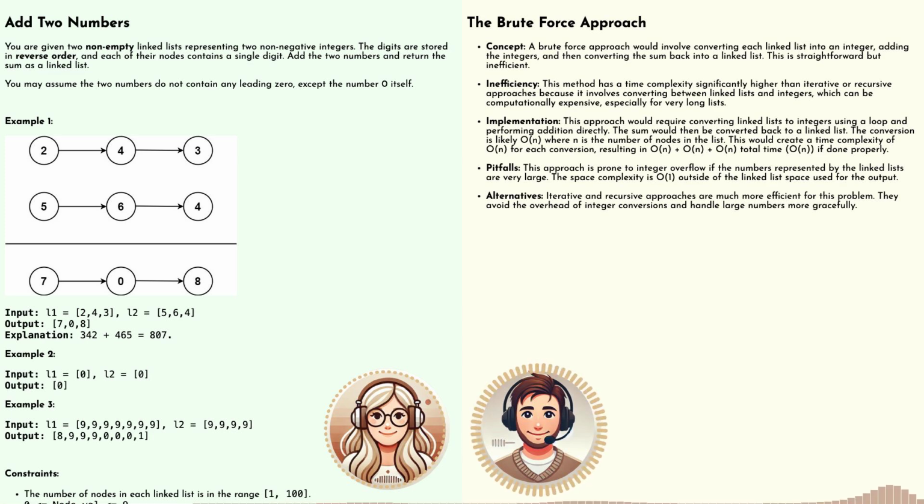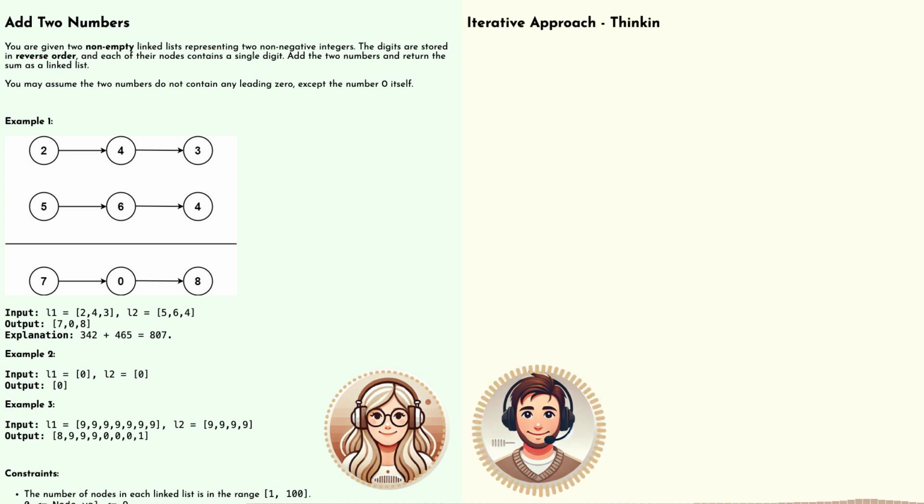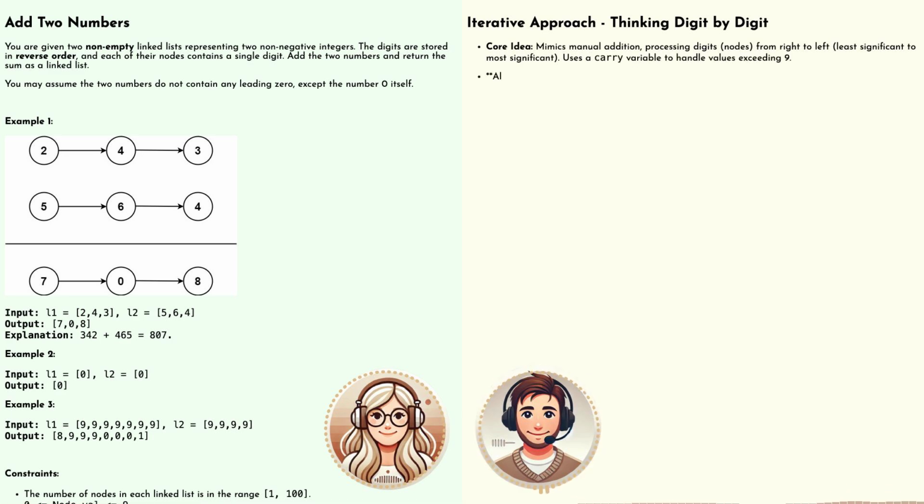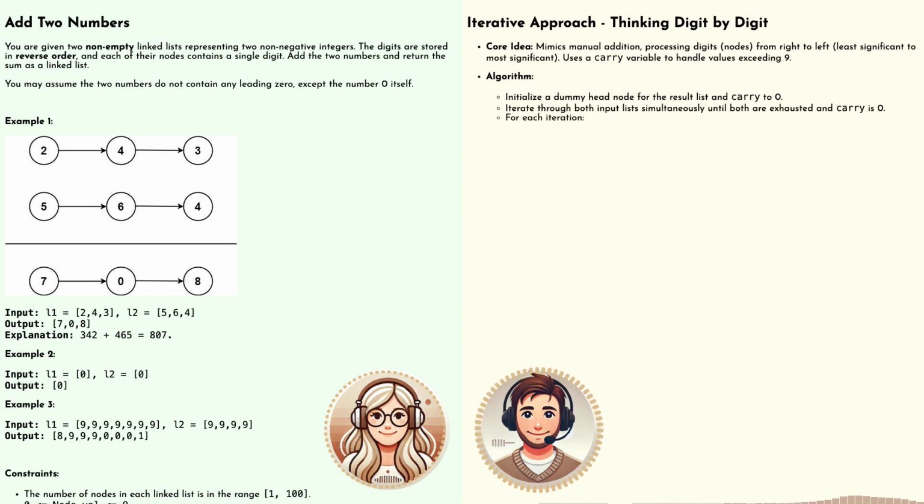Why not? It seems pretty straightforward to me. The issue is all the back and forth conversion we're doing between linked lists and integers. Every time we do a conversion, we have to go through the entire linked list, which takes time. And what if those numbers are super long? We might run into problems trying to fit the integer representations into our computer's memory. So, while the brute force method gets the job done, it's not going to win any awards for speed or efficiency. Is there a more streamlined way to approach this? A way that works more directly with the linked lists themselves?